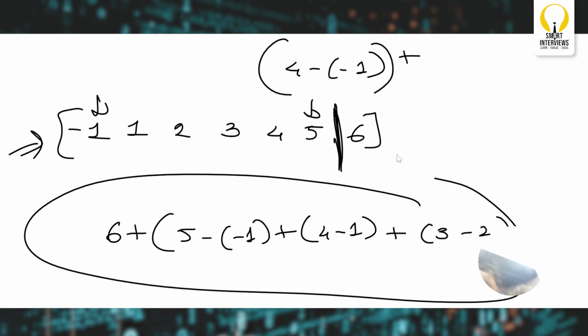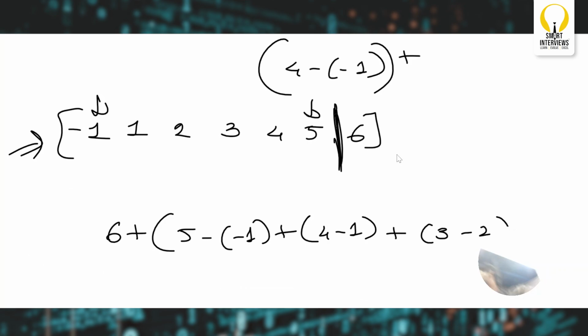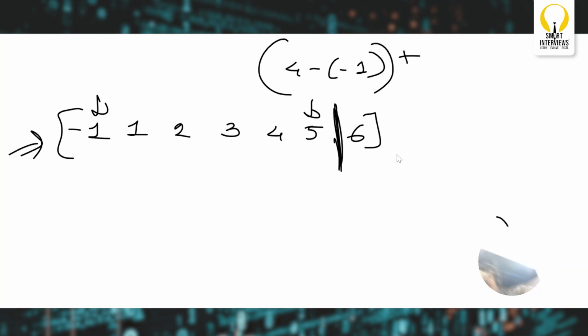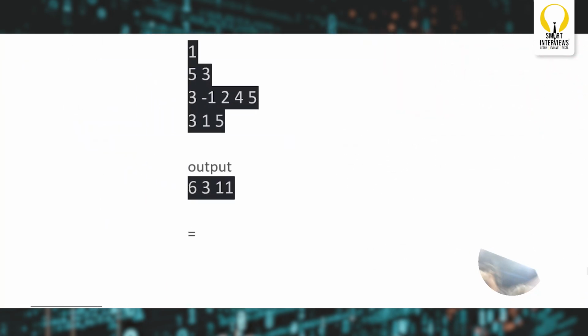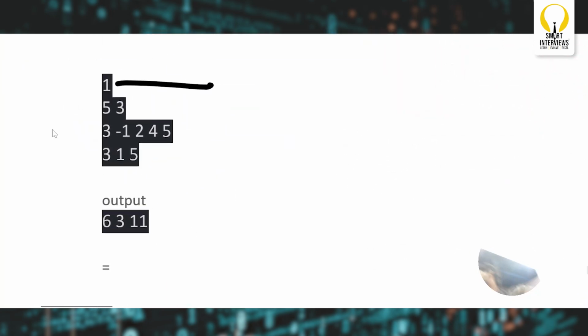So I hope you are able to understand, right? It is simply 6 plus 5 minus of -1, plus 4 minus 1, plus 3 minus 2. This is what we'll be getting as the maximum value for this given array. Even if you trace it out with all the possible combinations, that is what you are going to get.